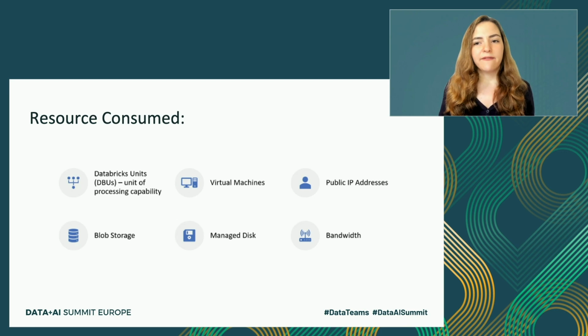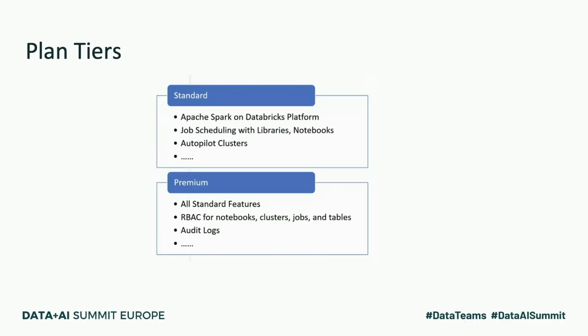When looking at the high level of the different Databricks services that are being consumed, we have the DBUs, the Databricks units. We have the virtual machines that we decide to work with. We have the public IP address for the environment. We have the storage that we work with, managed disk, if we decide to work with a managed disk. And then we might have bandwidth. If we have communication between different regions, we might get bandwidth cost as well. And that all brings us to the plan tiers.